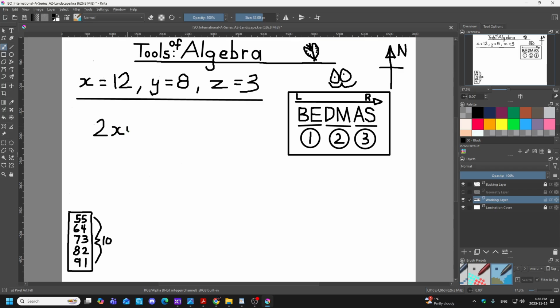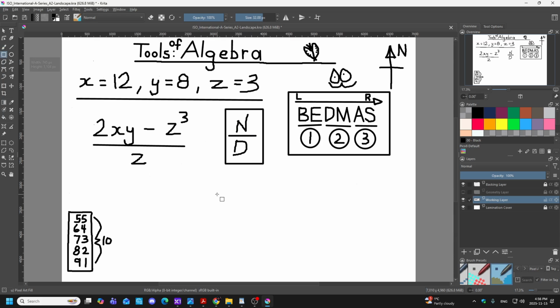We have 2x, I love these kind of problems, subtract z cubed over 2, over z. Okay, let me double check. I love when they write it in fractional form. It's so much clearer. Again, that's the separation. We have numerator over denominator. The numerator is independent of the denominator. So we can use that fence or neighborhood analogy.